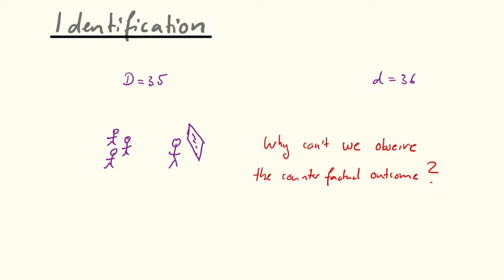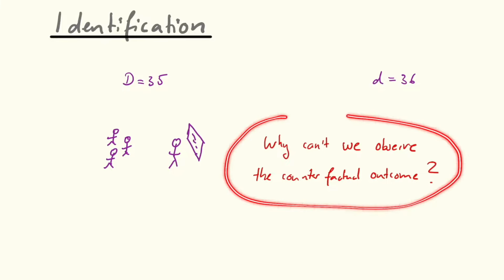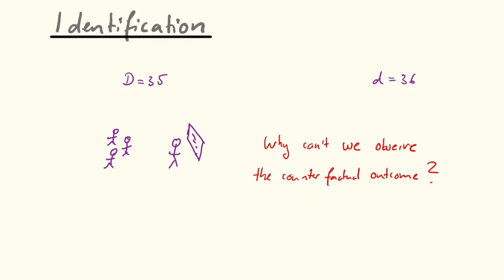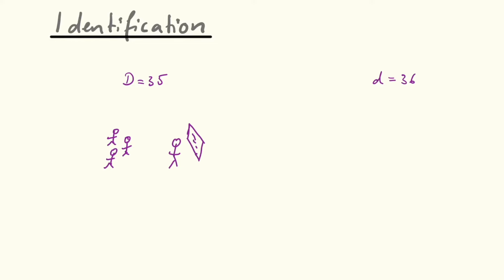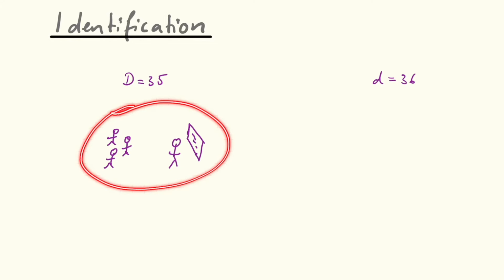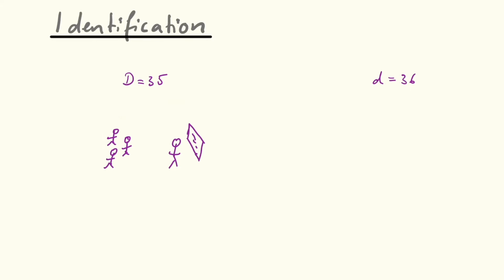I hope that you're convinced now that we can't observe the counterfactual outcome. Let's focus on things that we can actually observe. For this classroom, we don't observe a class size of 36. But there may be a different classroom where we actually have a class size of 36. Let's say this is the green classroom. It also has lots of students, has a teacher, a different teacher obviously.